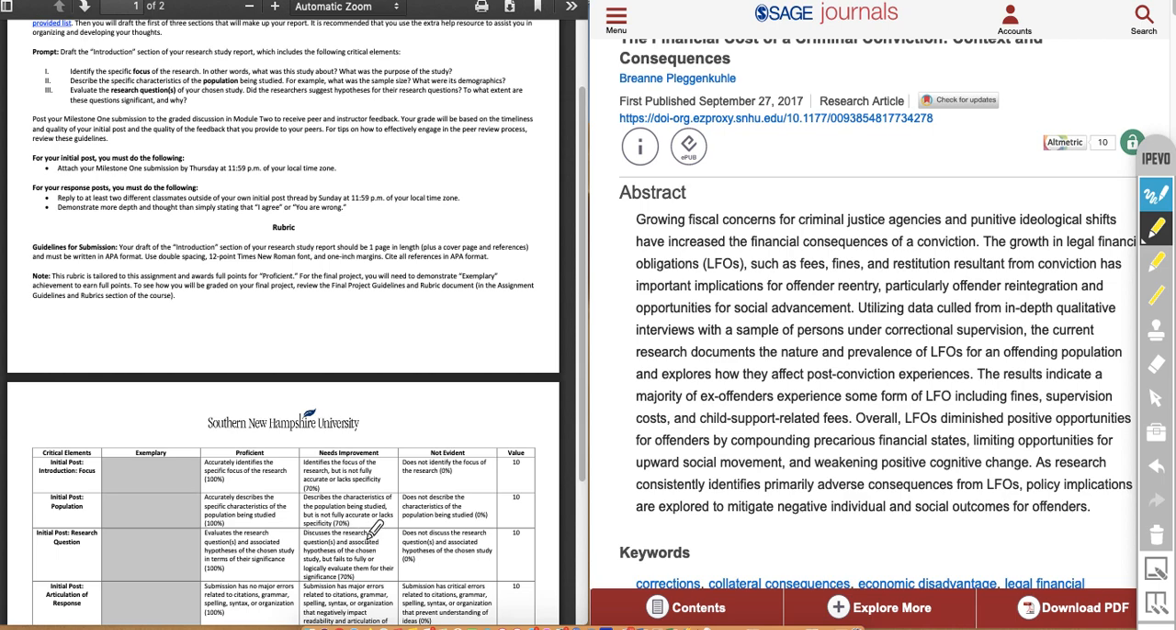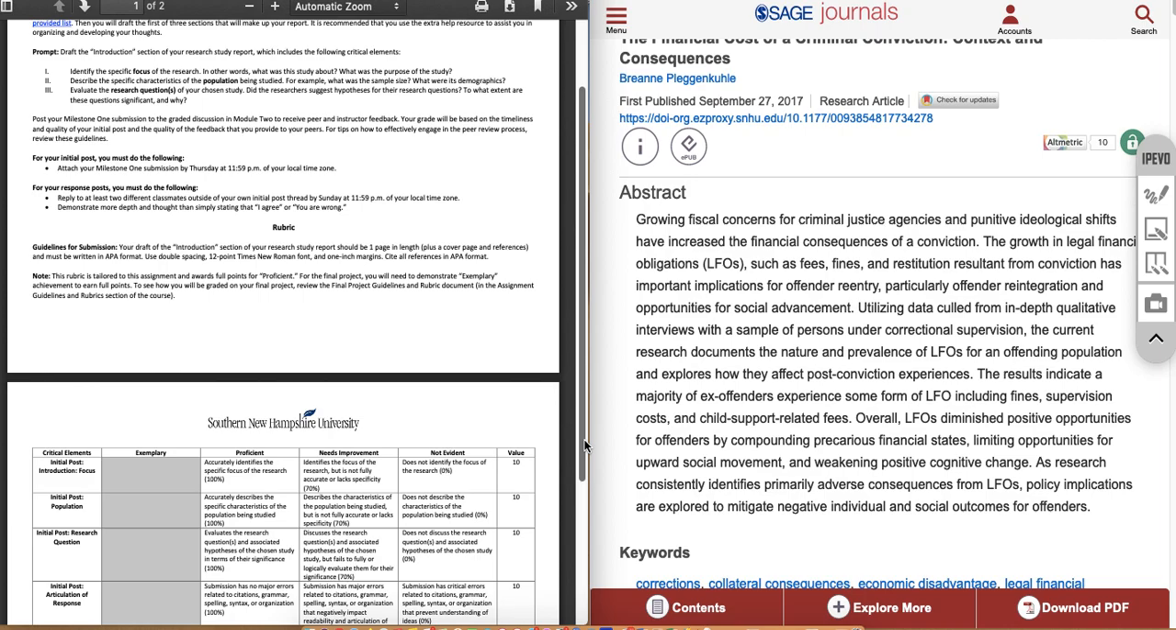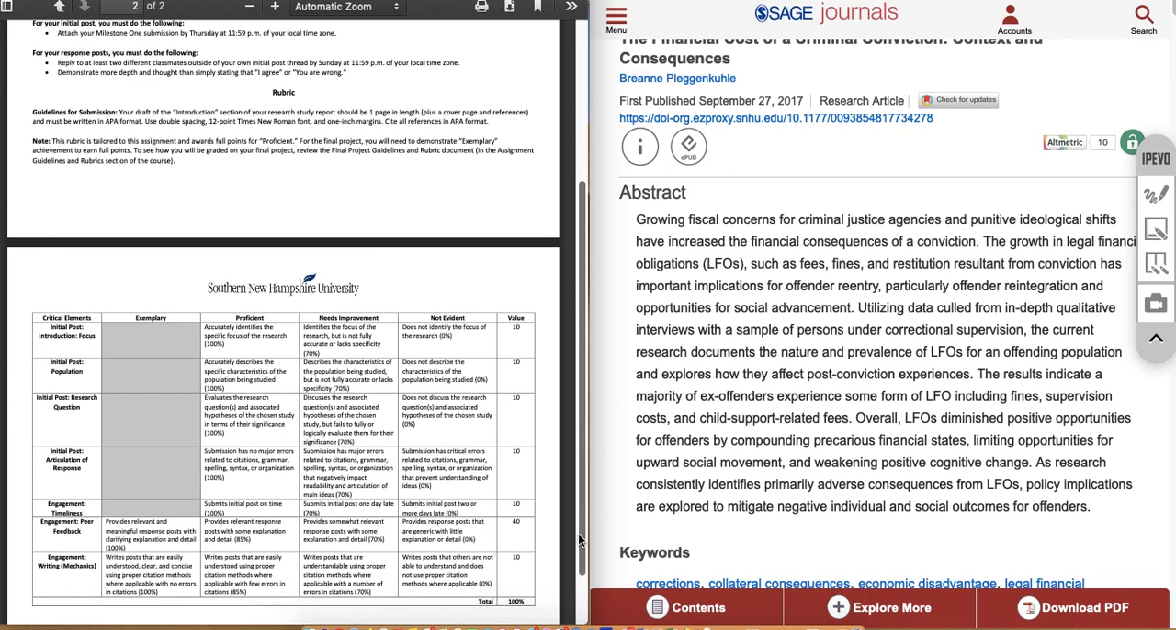And here, under needs improvement, you're discussing the research questions and associated hypothesis, but you're not evaluating them. So you need to have your opinion in here, and your judgment on it. So make sure that that's being done. And even if your opinion is off, or your judgment may not be what someone else would have, that's okay, but have it in there.